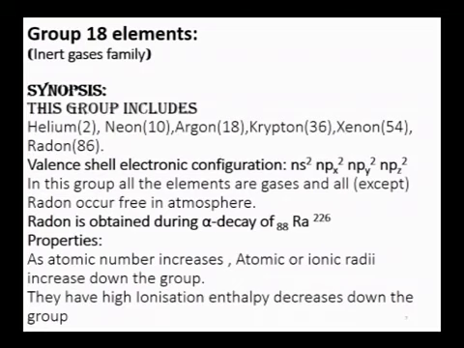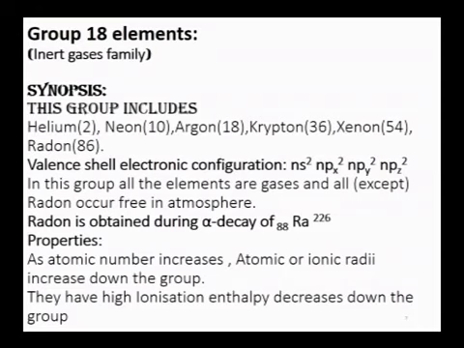Next comes the group 18 elements. Those are called inert gases. This group includes helium, neon, argon, krypton, xenon and radon. Valence shell electronic configuration. These elements have completely filled electrons like ns2, npx2, npy2, npz2. In this group, all the elements are gases and except radon occur free in atmosphere. Radon is obtained during alpha decay of radium.